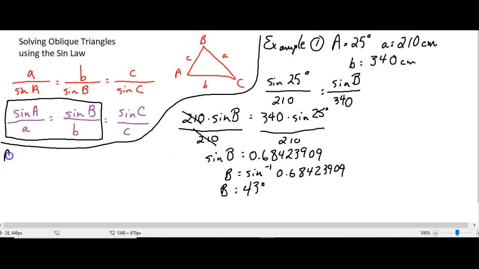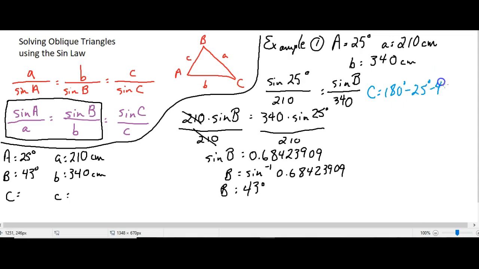Let's keep track of what's over here. We've got angle A, 25, B, 43, C, we don't know yet, side A, 210 centimeters, side B, 340 centimeters, side C, we don't know yet. What can we find out next? Well, since we have two angles, we can actually go and find angle C, which is equal to 180 minus 25 minus 43, which is equal to 112.